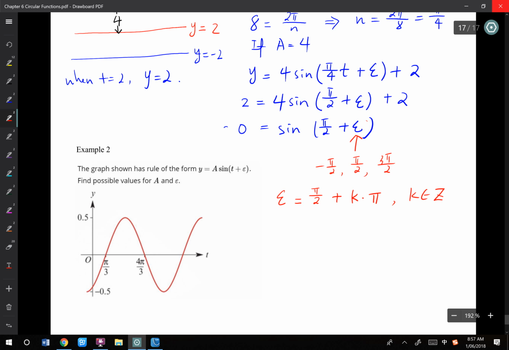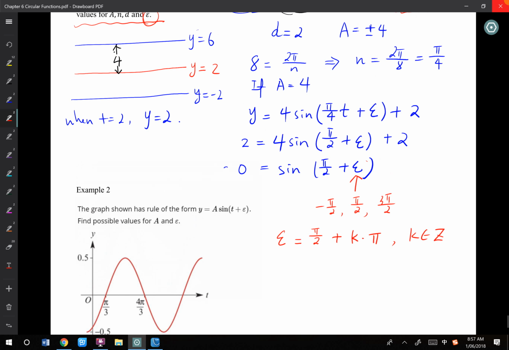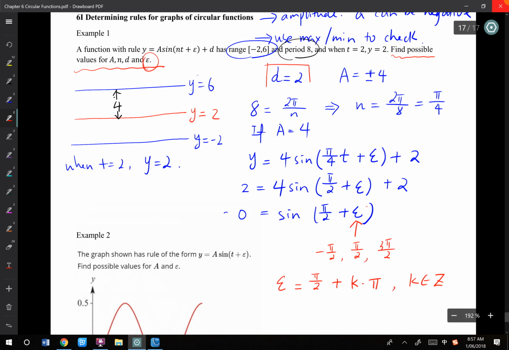I can add √2, minus √2, 3√2. I can keep adding pi. That's all the possible values I will take for this. All of these values will satisfy this equation. And also my d can only be 2.